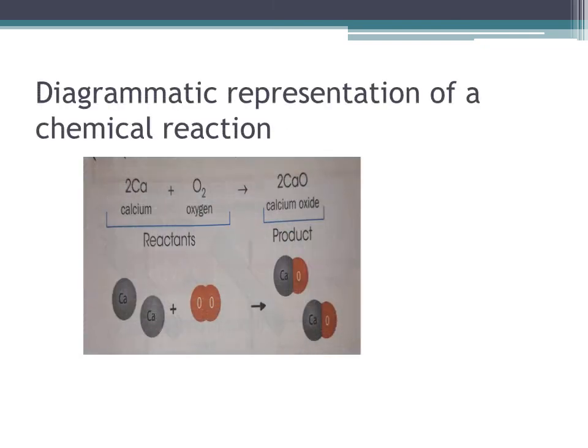A chemical equation has two parts, the left-hand side and the right-hand side. Reactants are written on the left-hand side and products are written on the right-hand side. The left-hand side and the right-hand side are separated by an arrow that points towards the products. Here you can see the diagrammatic representation of a chemical reaction. Reactants are the substances that take part in a chemical reaction and products are the new substances formed in a chemical reaction.